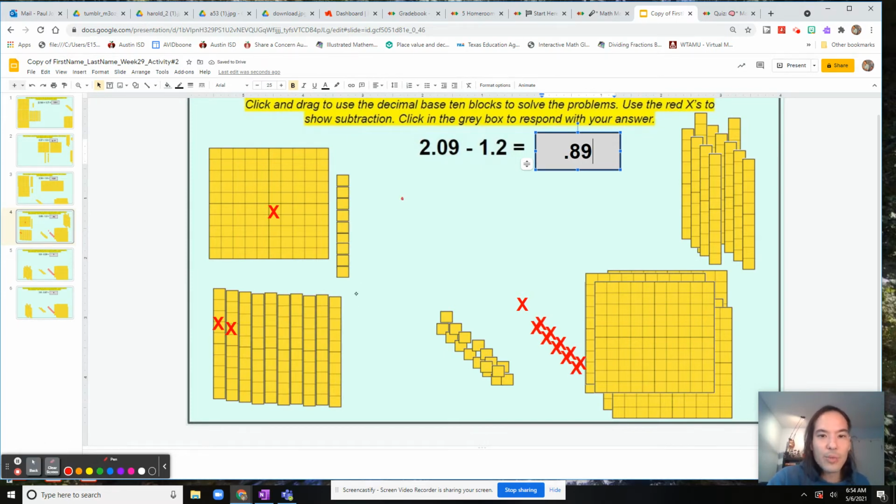Let's make sure that that's what our answer is using the algorithm. 2 and 9 hundredths minus 1 and 2 tenths. Remember, line up those decimal points. It's the best way to remember if you're doing it correctly. Add faces to save places.